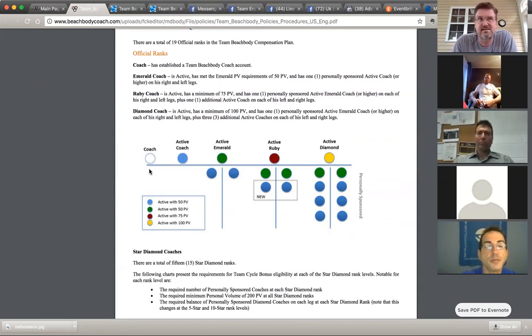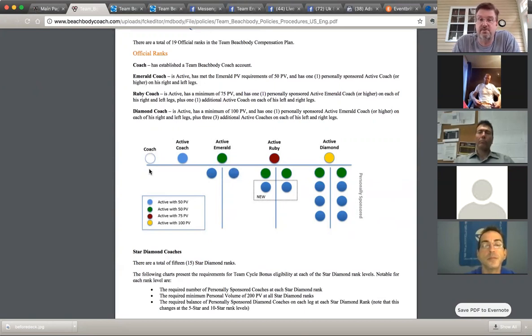In America, that's $16.95 a month. In the UK, it's probably going to be less. They haven't come out with the official numbers yet, but I'm guessing, on the dollar to pound conversion, it would probably be about 75% less. But as long as you pay that monthly coach fee, you can be a coach. Now, if you're an inactive coach, that means you are not going to be earning commissions and cycle bonuses, but you can still be an inactive coach.